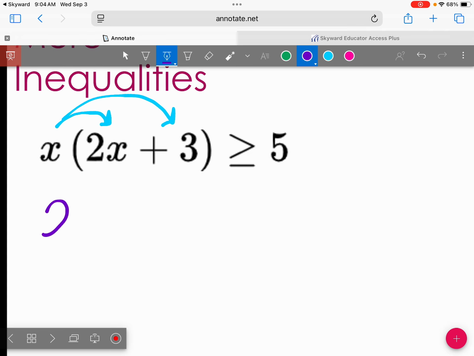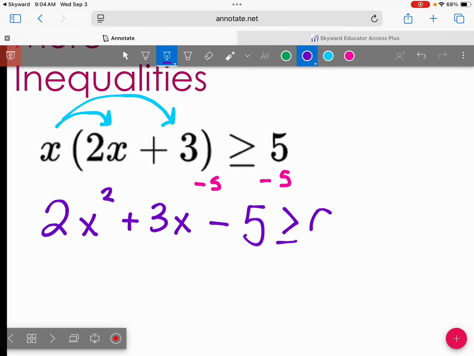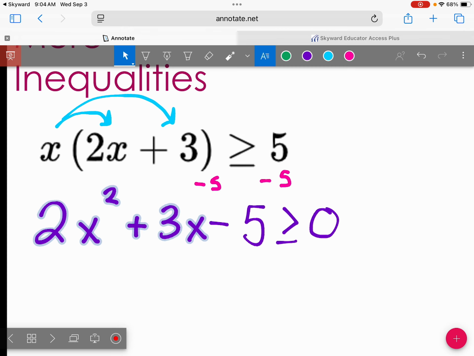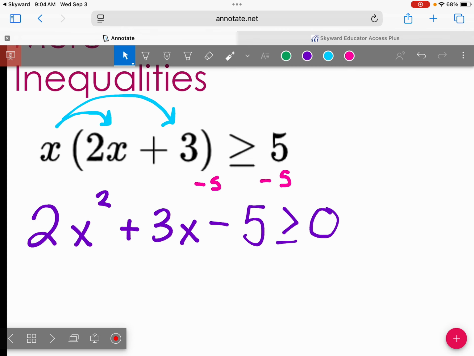to get 2x squared plus 3x. But we also want to get it set equal to 0. So at the same time, I'm going to minus my 5 from both sides. If you want to do that in 2 separate steps, that is totally valid. I don't know why my 5 is randomly bigger than everything else, but there we go.